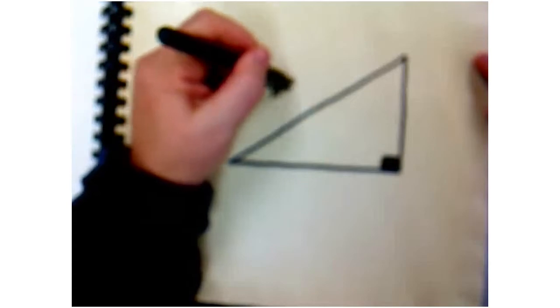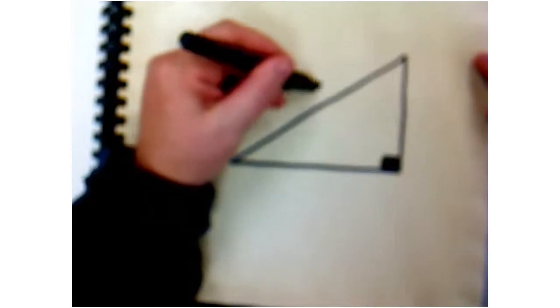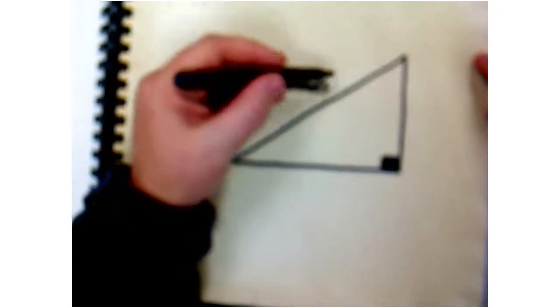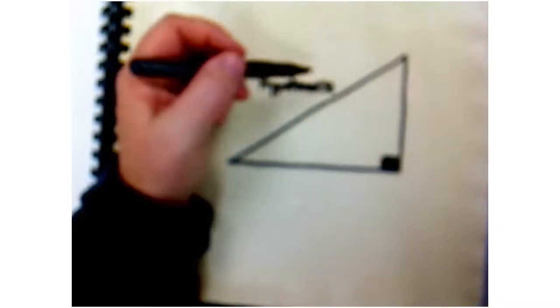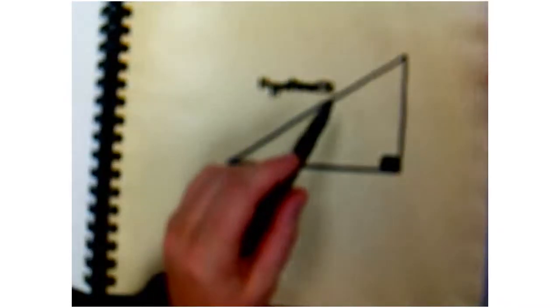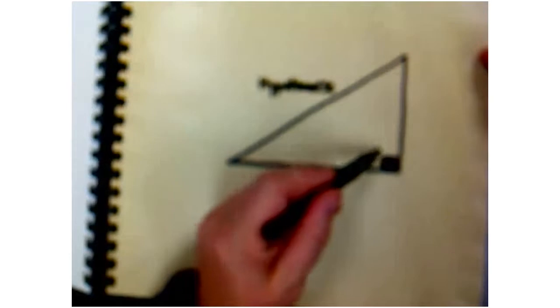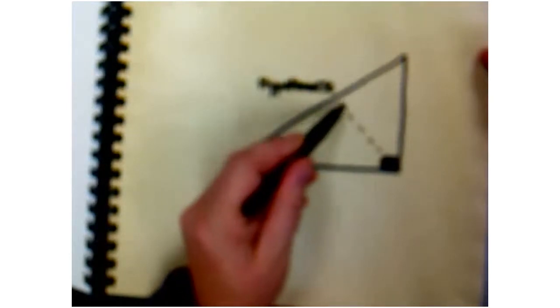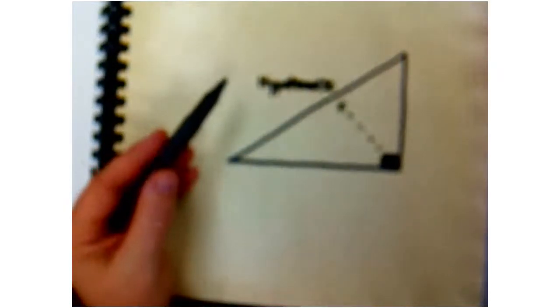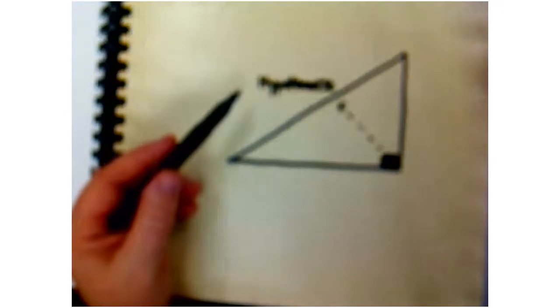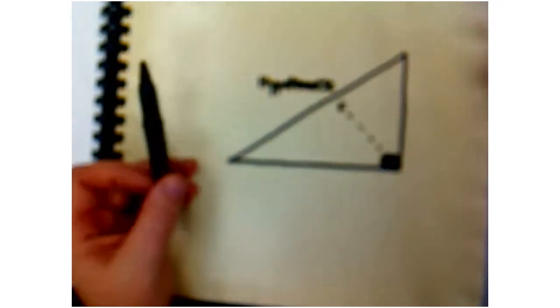So hypotenuse is the base, or what? No, the hypotenuse is the side opposite the 90-degree angle. Always, always, always. It's the side opposite the 90-degree angle. It's the longest side of a right triangle. It's called the hypotenuse. And then the two shorter sides that come together to form the right angle, those are called the legs.